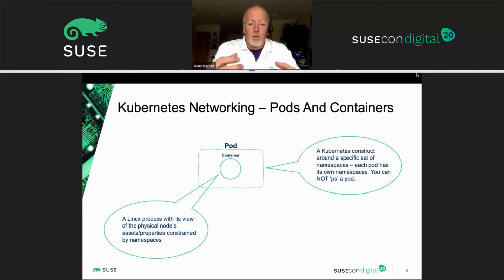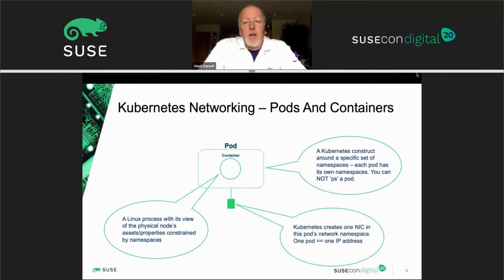So put simply, you've got Linux namespaces, you've got Linux processes, put those 2 together and you get containers and pods. Finally, Kubernetes will create 1 NIC in this pod's network namespace, and we'll go into the network namespace a little bit more momentarily. 1 pod means you get 1 IP address.